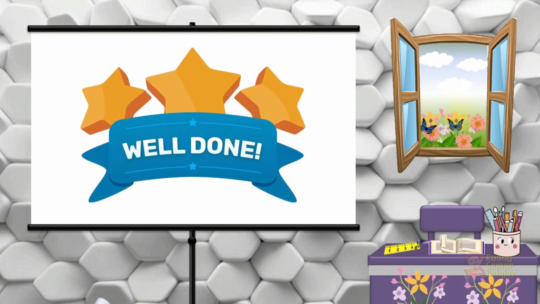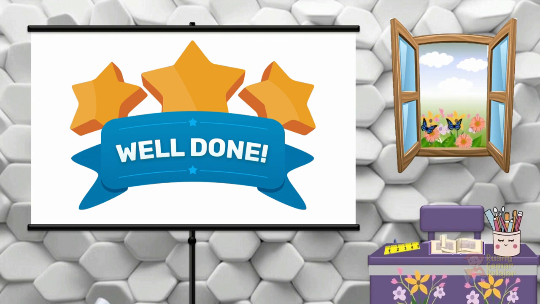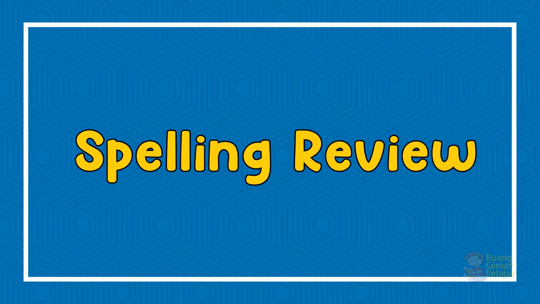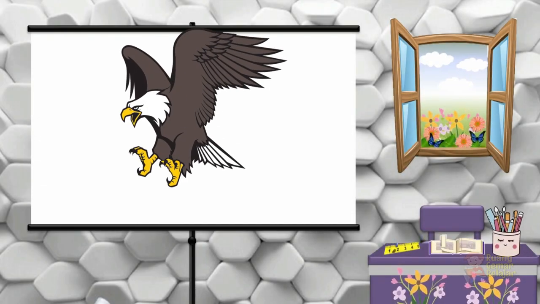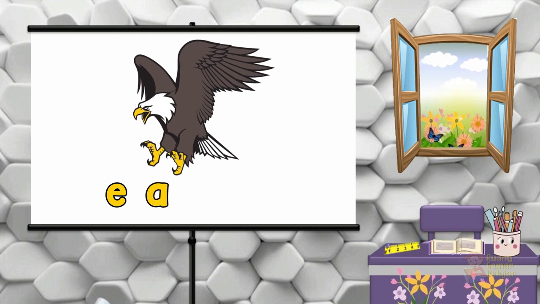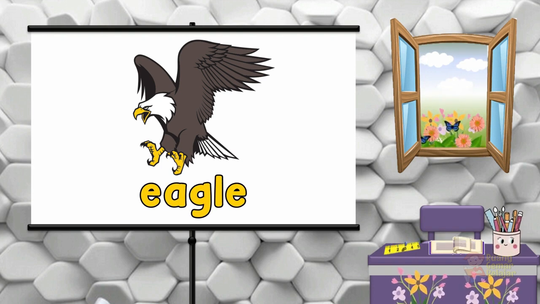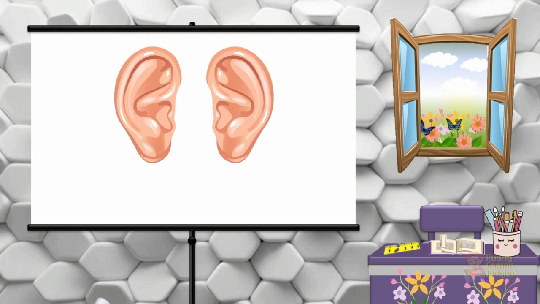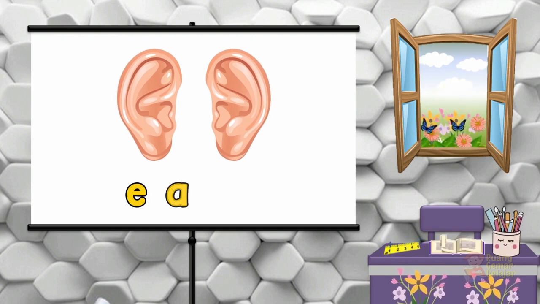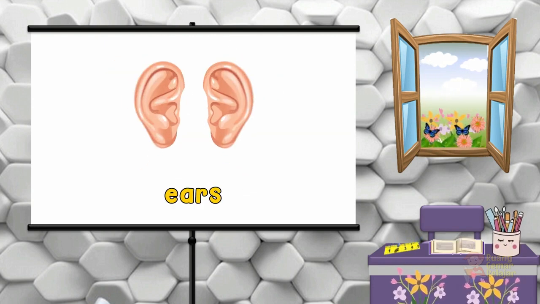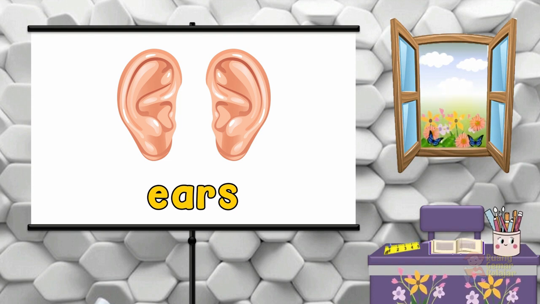Well done! You did a great job today, friends! Spelling review. E, A, G, L, E. Eagle. E, A, R, S, ears.